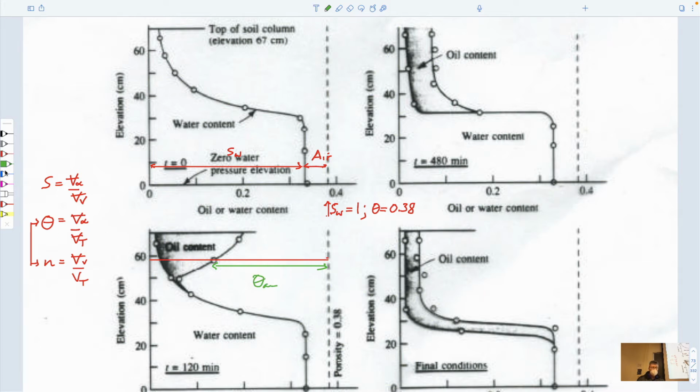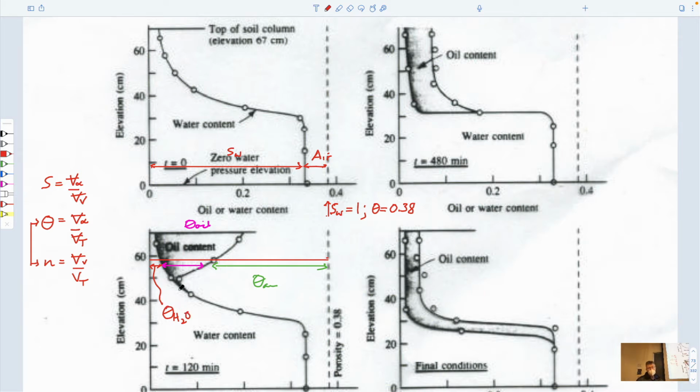This would be, am I going to run out of colors? This is magenta for oil. And this would be water. Let me see if I can remember my color scheme as we go through. Not just H2O, but liquid water. And so that's what happens.